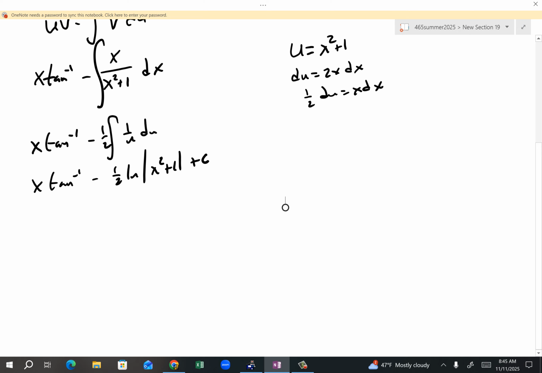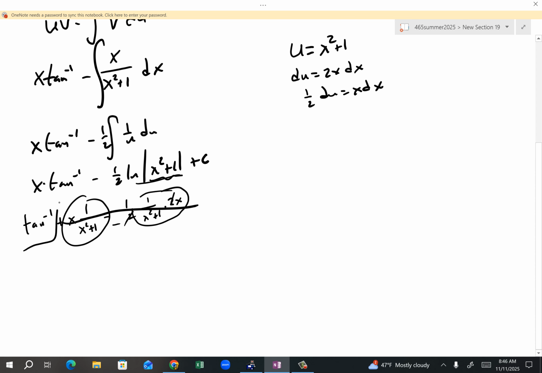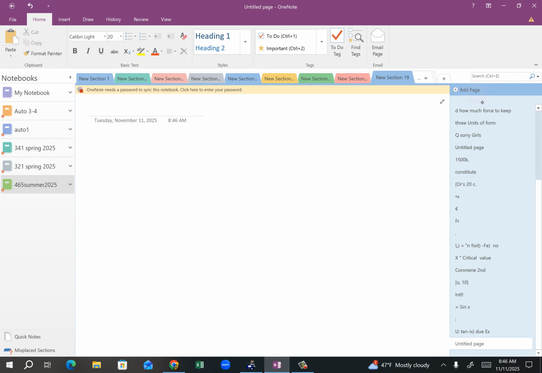If you don't believe me, can I take the derivative? Yeah, that's a product rule. So it's arctan x plus x times 1 over x squared plus 1 minus 1/2 times 1 over x squared plus 1 times the derivative of the inside, which is 2x, cancel. Then these two are the same but with different signs, so they cancel, and you're left with where you started from. It better work out, otherwise you screwed it up.